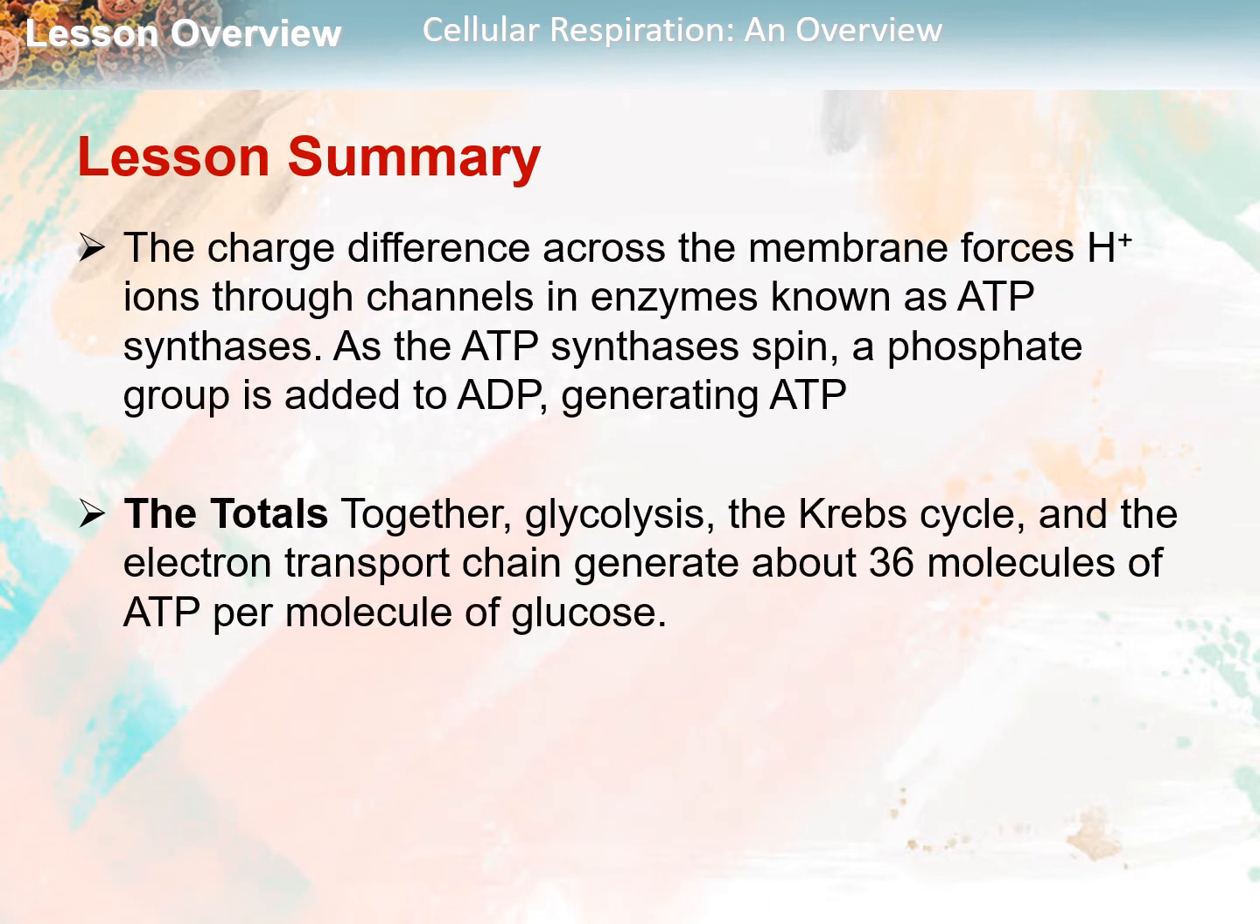The charge difference across the membrane forces hydrogen ions through channels in enzymes known as ATP synthases. As the ATP synthases spin, a phosphate group is added to ADP, generating ATP. The total number of ATP from glycolysis, the Krebs cycle, and the electron transport chain is about 36 molecules of ATP per molecule of glucose.